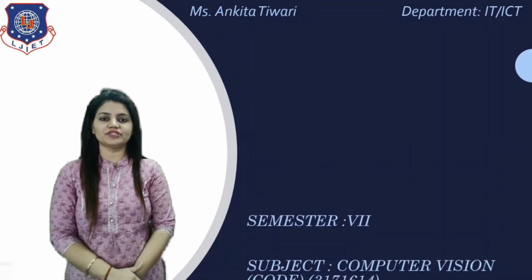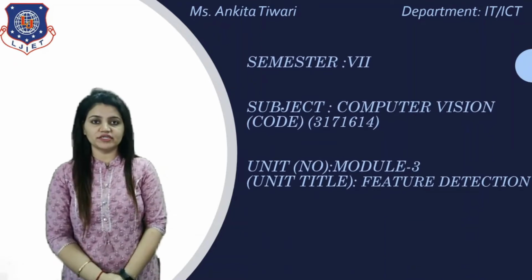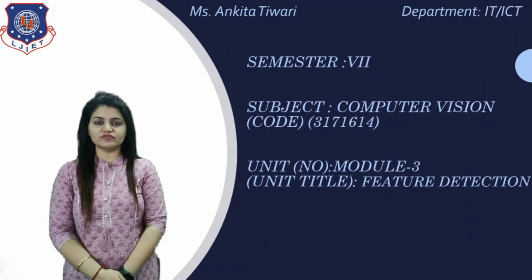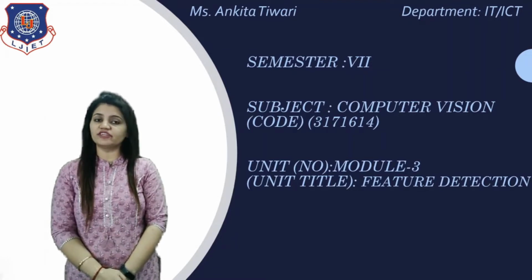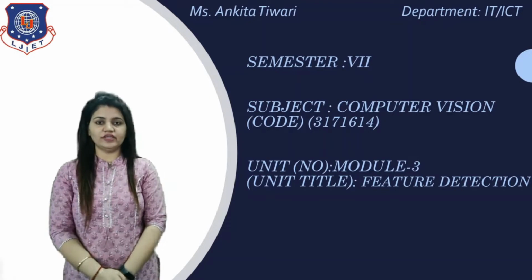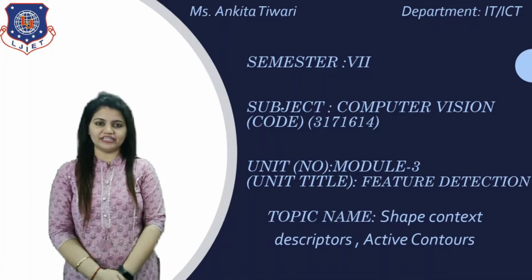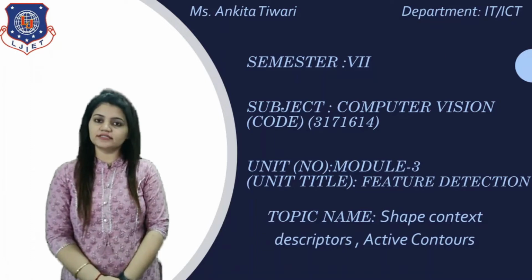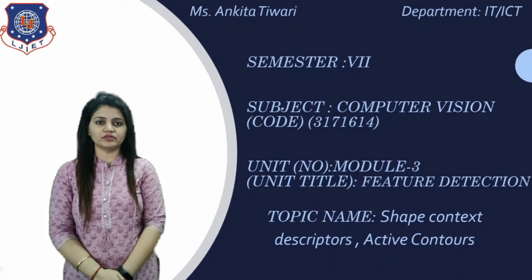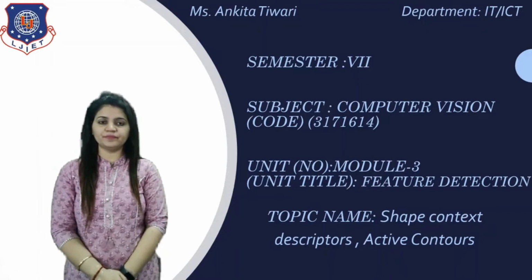I am going to take a session from the subject that is computer vision. Subject code is 3171614. The module that I am going to cover for this session is module number 3. The module name is feature detection. In that, we are going to do the topic that is shape context descriptors and active contours. So basically, this is the last topic of this module, that is feature detection.